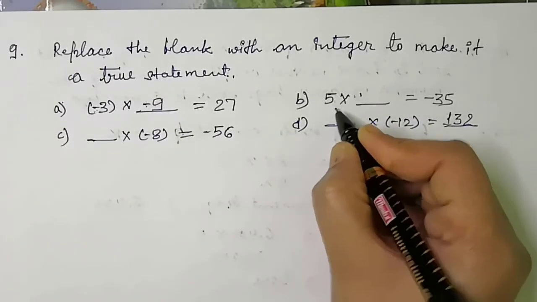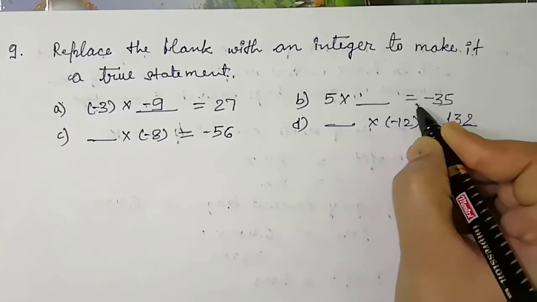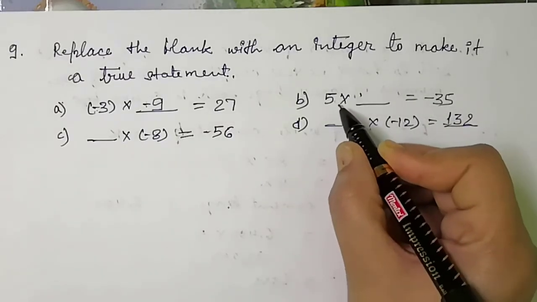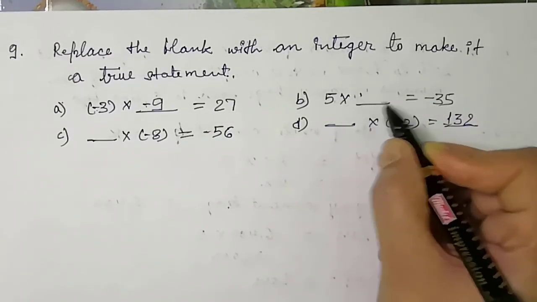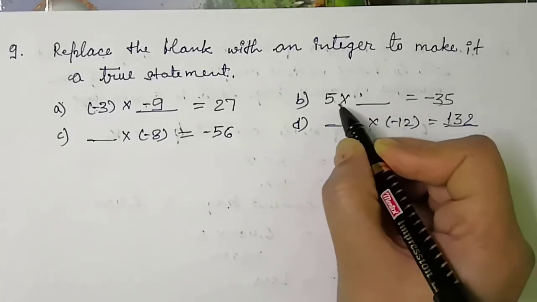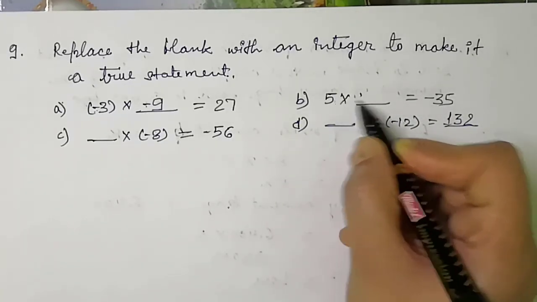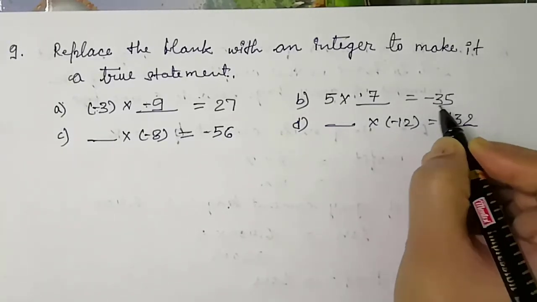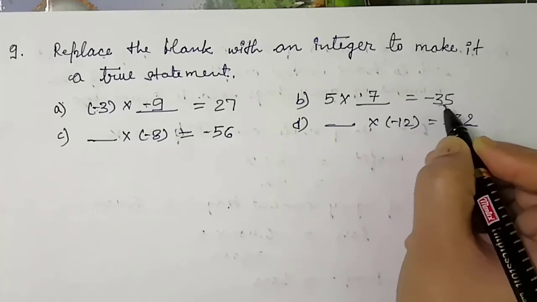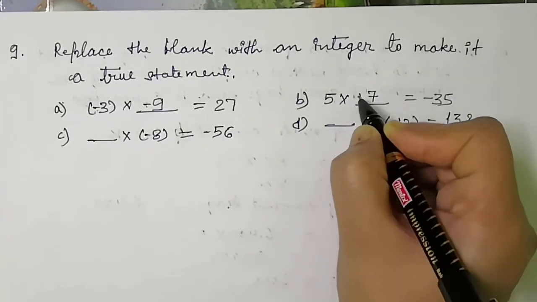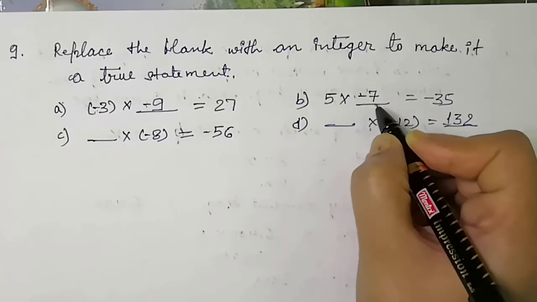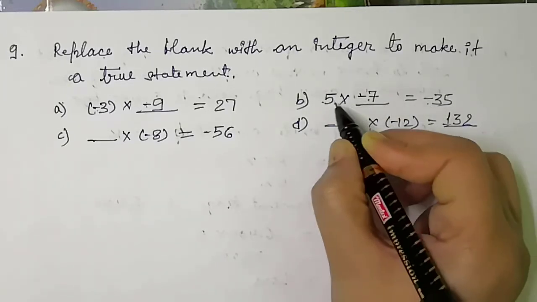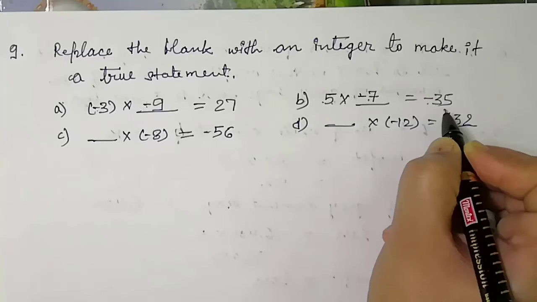Now see question number B. 5 into blank is equal to minus 35 is given. So again, remember the table of 5. In how many fives will we get 35? Yes, 5 sevens are 35. But see, it is not plus 35, that means positive 35. This is negative 35. That means we have to multiply it by minus 7. Then we get minus 35, because plus minus will be minus, and 5 sevens are 35.